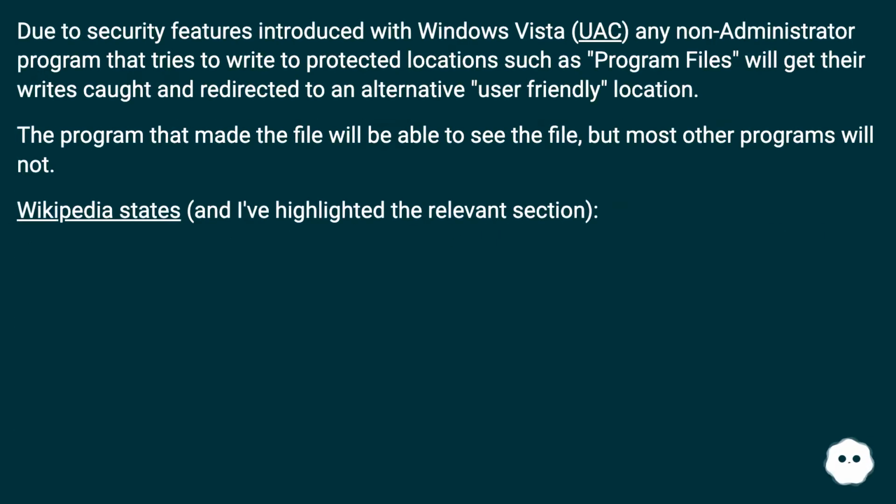Due to security features introduced with Windows Vista, UAC, any non-administrator program that tries to write to protected locations such as Program Files will get its writes caught and redirected to an alternative, user-friendly location. The program that made the file will be able to see the file, but most other programs will not. Wikipedia states, and I've highlighted the relevant section.